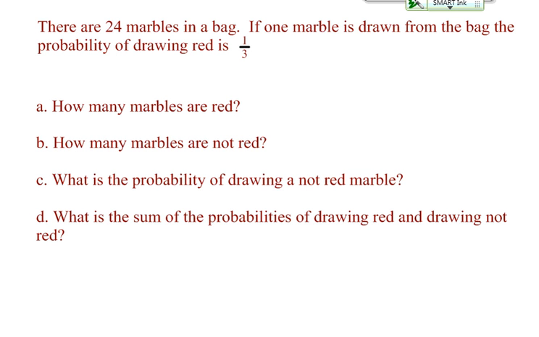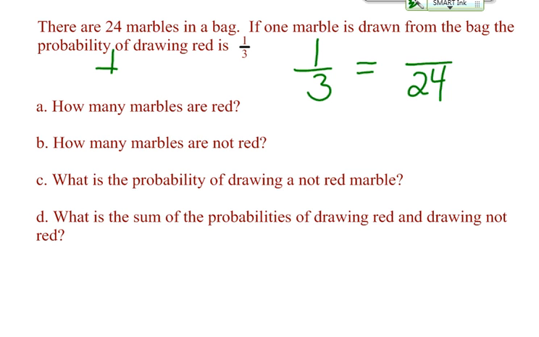So from here, we want to be able to answer these questions. How many marbles are red? How many marbles are not red? What is the probability of drawing a not red marble? What is the sum of the probabilities of drawing red and drawing not red? All right, let's start with the first idea. How many marbles are red? We know that we have a 1 in 3 chance out of the possible 24 possibilities. There are 24 marbles, so 1/3 of 24. That's one easy way to write it.